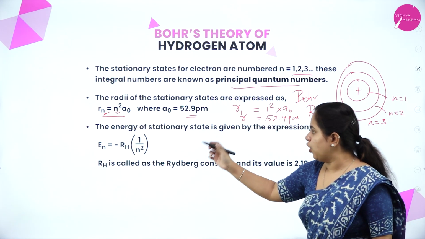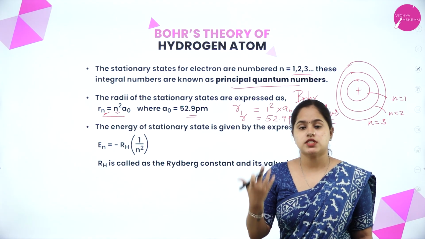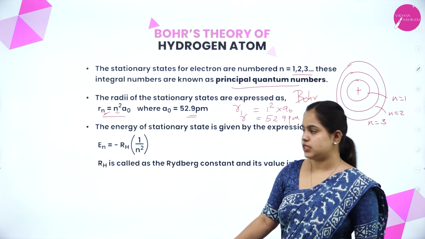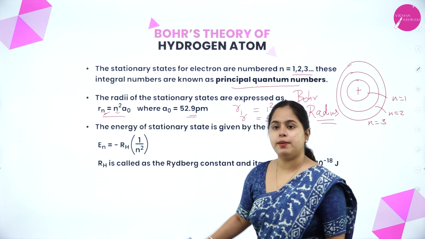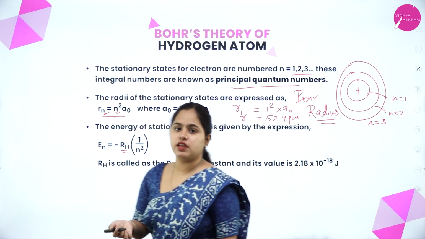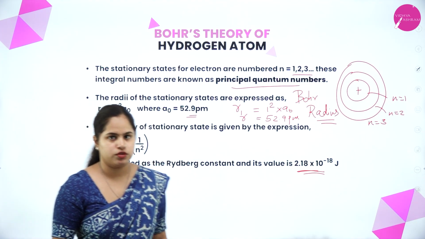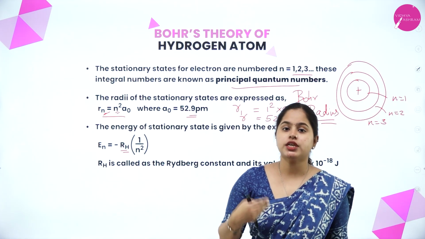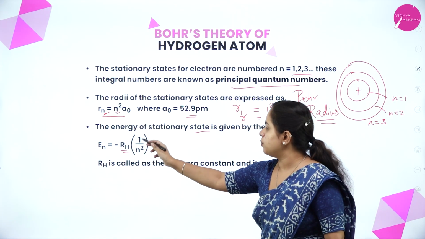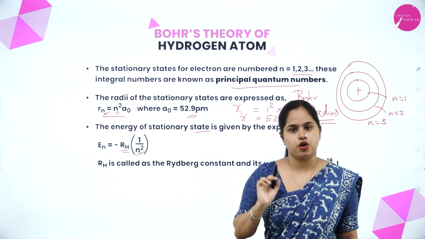Clear? Now, the energy of stationary state is given by the expression. The radius we can calculate. Same way, there was an equation which was developed by Bohr to find out the energy of these stationary states. En is equal to minus RH into 1 by n square. So, RH is called as the Rydberg's constant, which is having a value of 2.18 into 10 to the power minus 18 joules. Yes, so that is about the energy corresponding to the different stationary states. Yes, so En is equal to minus RH into 1 by n square. So, n will correspond to which energy level the electron is present in.